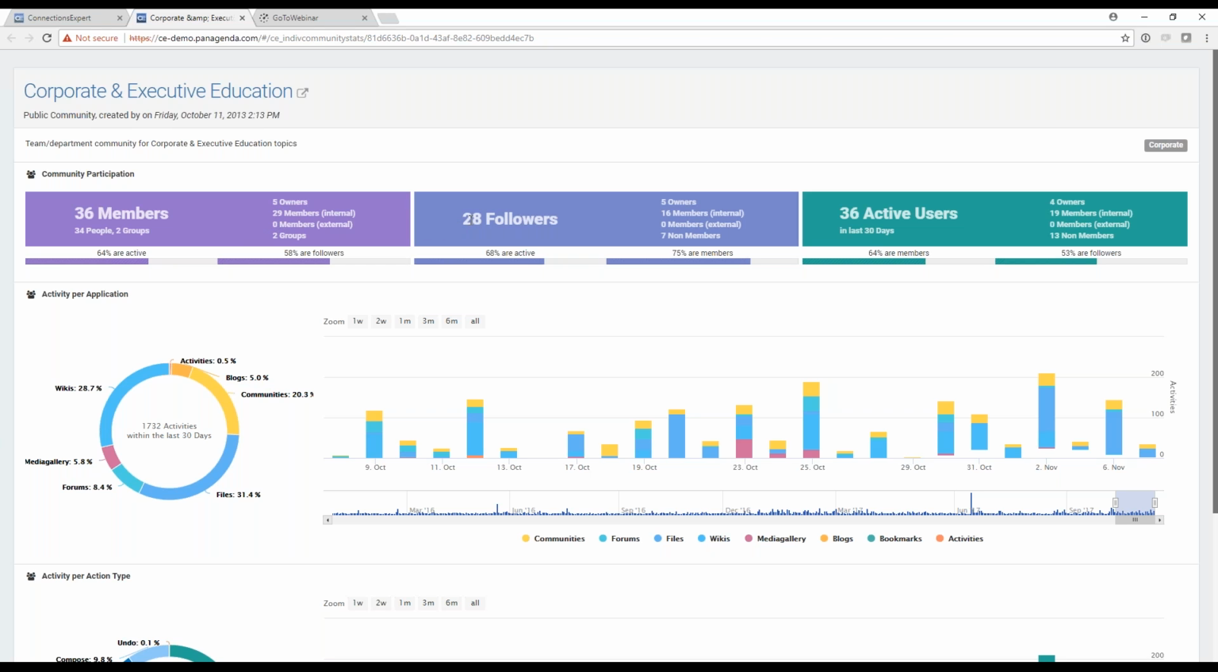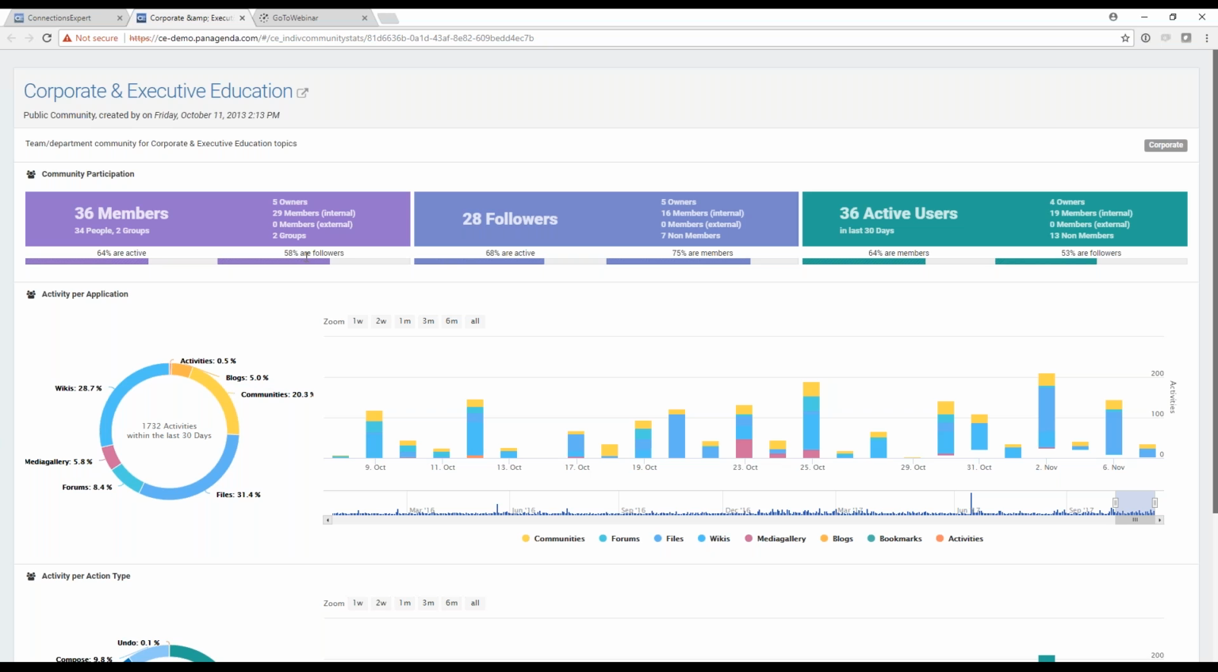We can also see that 28 people are following, and of that 28 followers, 75% are actually also members. So you can be a follower without actually being a member of a community, and the other way around. You can be a member without actually being a follower. So as you can see, only half, slightly more than half of these members are following this community.